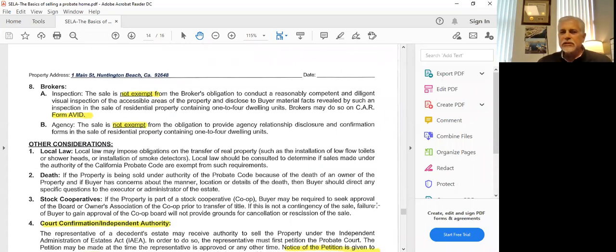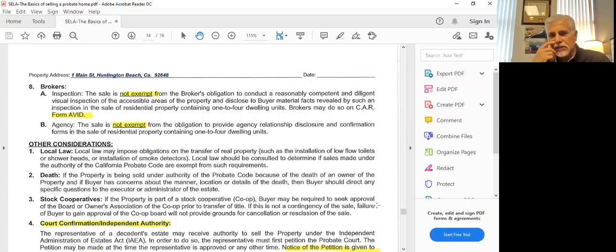Brokers, just because the probate is being sold as-is and some of the forms are exempt, we are not exempt as a listing agent from doing an AVID. We must go through and note everything we see, whether the seller wants to or not. As we know, that's a whole different class. The AVID is very important. It protects us on what we see and what we have said.